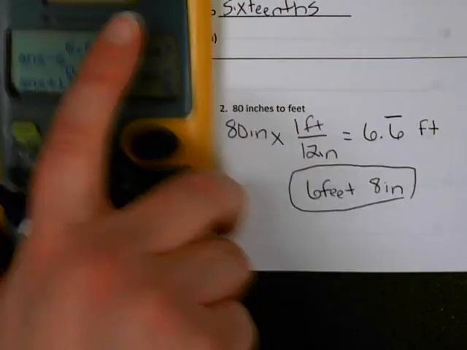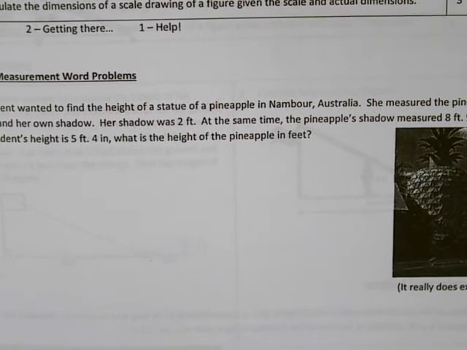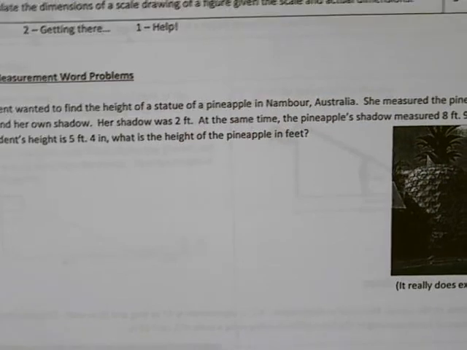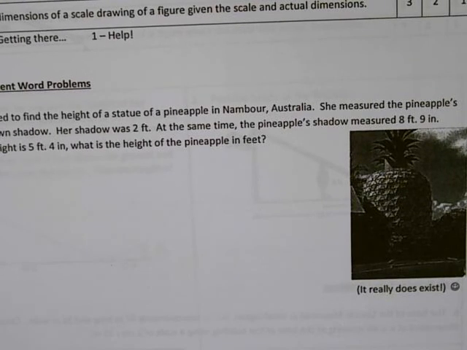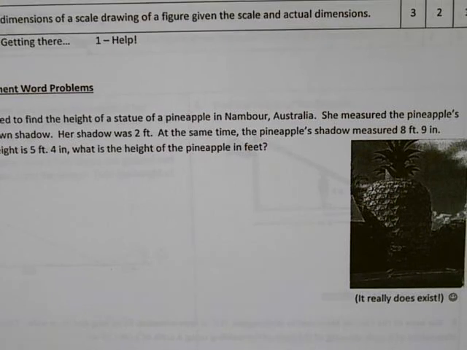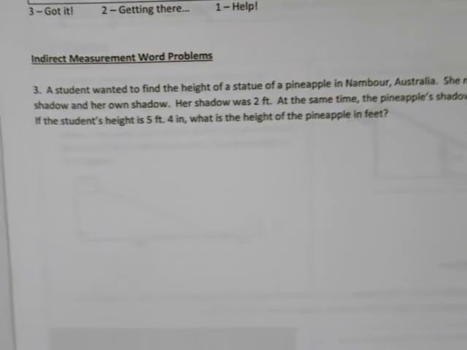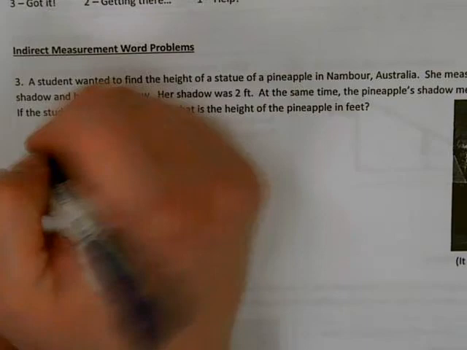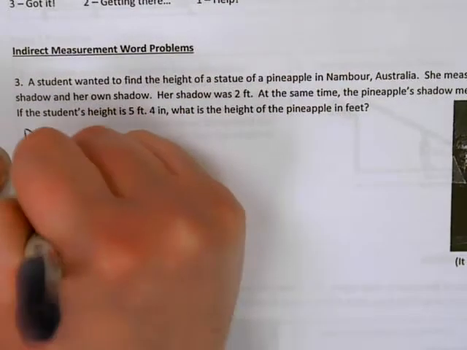All right, so this first example that we look at actually uses that process. Pretty much this girl's got a giant pineapple and she wants to measure the height of it, right? You guys can read through the problem on your own. I'm not worried about that. But she measures her shadow, the pineapple's shadow, she knows her height, and she's going to use that to find the height of the pineapple because we're going to set up similar triangles here. So let's start by drawing a picture of what's going on. We've got this pineapple.